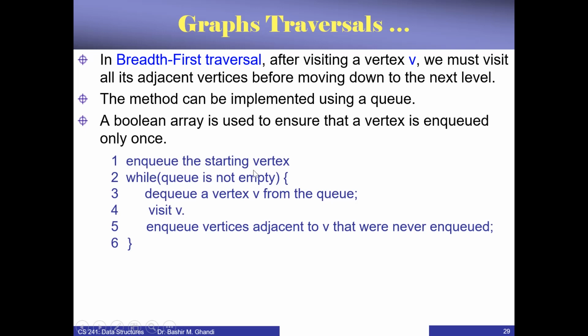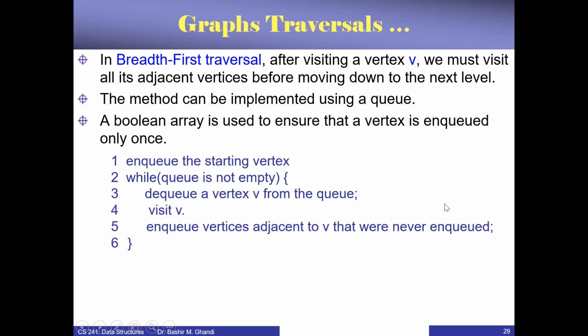Okay, so it says enqueue the starting vertex. And then it says, while the queue is not empty, dequeue a vertex from the queue and visit it directly. See here, it didn't say if not visited. Dequeue and visit, no question asked. Why? Because this last line is different from the other algorithm. It says enqueue vertices adjacent to V that were never enqueued before. So this time, different from that were never visited.